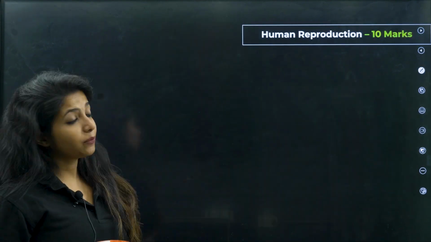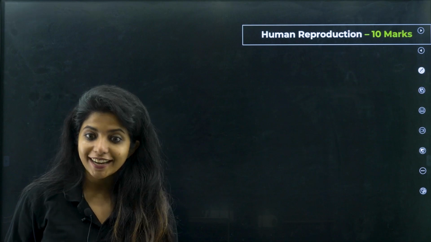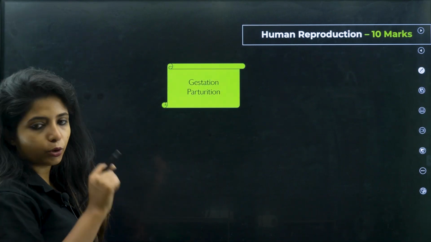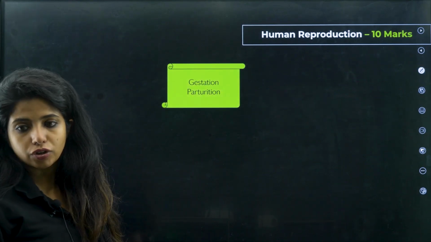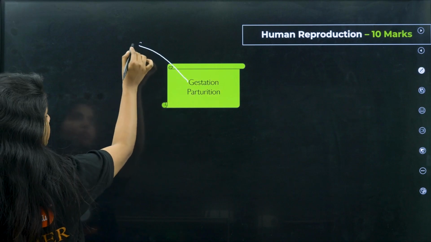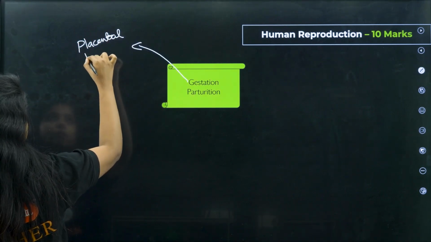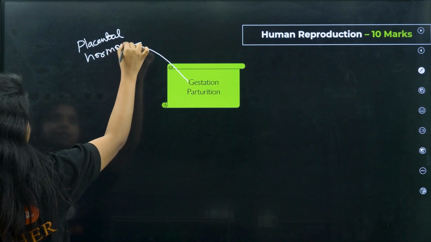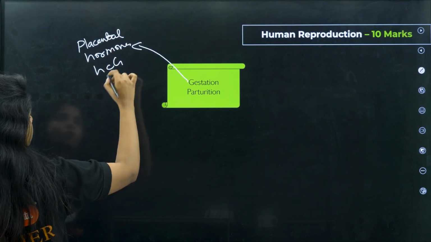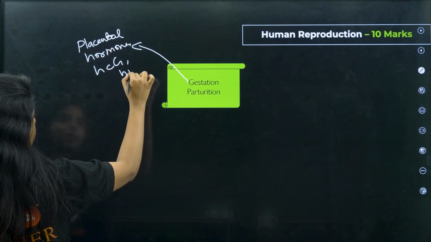Going ahead with the next chapter, that is human reproduction. Again, it's of 10 marks. What all do you have to study? Gestation and parturition. In gestation, you have to remember the placental hormones. There is HCG, a very important hormone, and there is human placental lactogen, and so on.